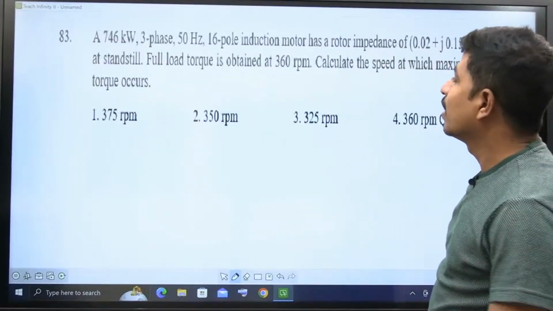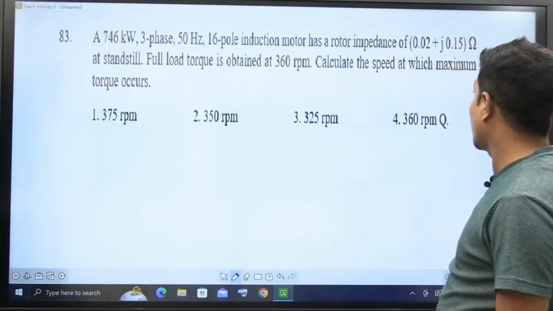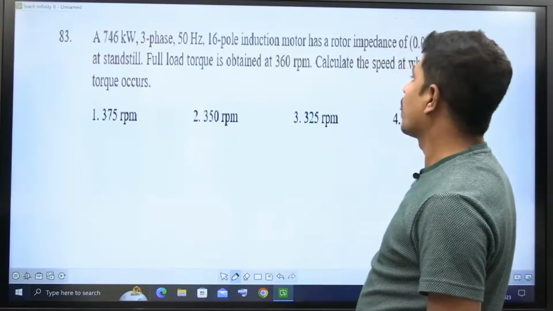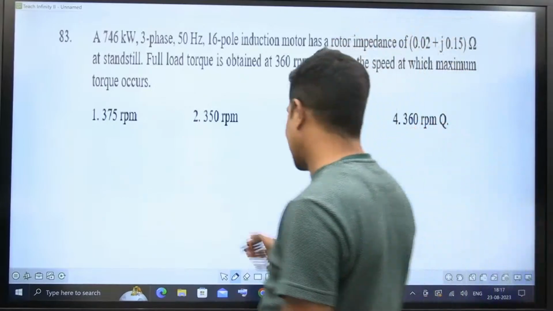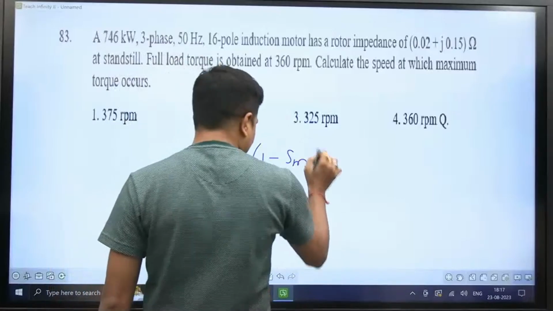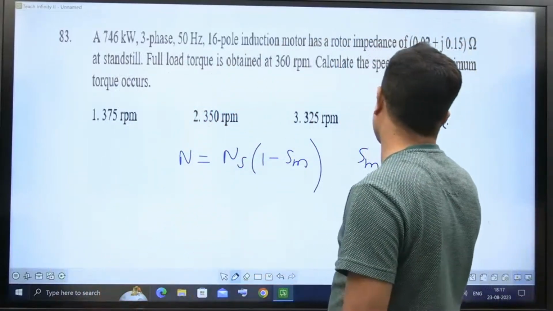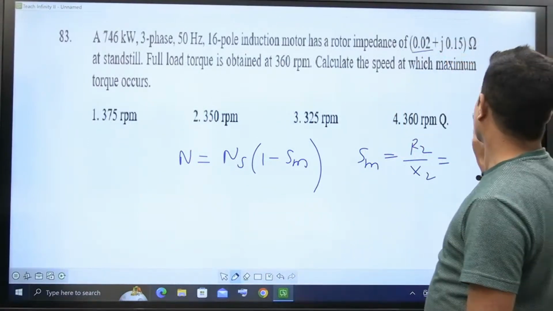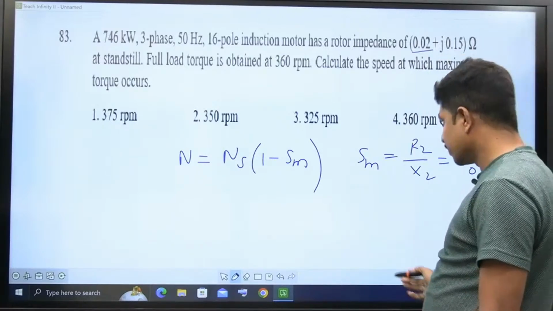Next question. A 746 kilowatt 3-phase 50 Hz 16 pole induction motor has a rotor impedance of 0.02 plus j 0.15 ohm at standstill. Full load torque is obtained at 360 rpm. Calculate the speed at which maximum torque occurs. So N is equal to Ns into 1 minus Sm, where Sm is the slip at which maximum torque occurs. So Sm formula is R2 by X2, where R2 is given as 0.02 and X2 is 0.15.